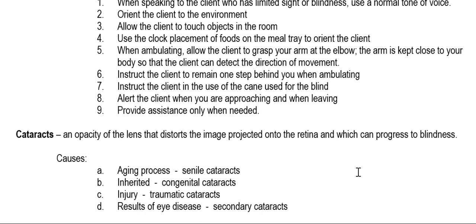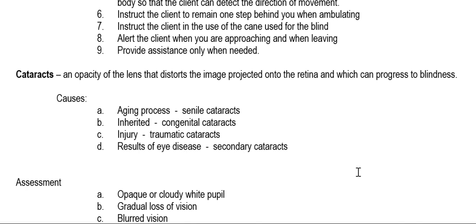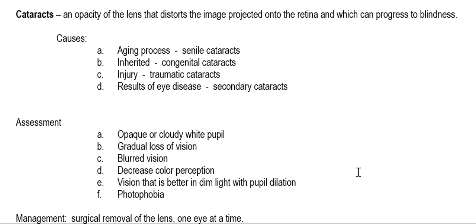The cause of that, not glaucoma, cataracts, is the opacity of the lens. Is your aging process still senile cataract? Inherited kung kaliwat, congenital cataracts, injury, so traumatic cataracts, and result of eye disease, secondary cataracts. Assessment, opaque or cloudy white pupil. Okay, gradual loss of vision, blurred vision, decreased color perception, dili maka-identify kung unsay color, your blue, green, and sa padira. Particularly blue and green may interchange.